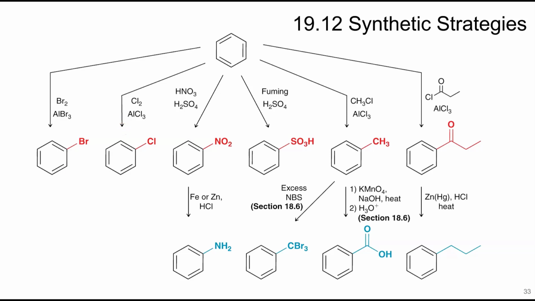We can add nitro groups, which can then get reduced to form aniline. We have a sulfonate group that we can add using fuming H2SO4. We can add alkyl groups, which can then get oxidized to carboxylic acids, or you can brominate it using excess NBS, which turns this into an electron withdrawing group here. And we can also add acyl groups, which can then get reduced to the alkyl group. If you have to worry about a rearrangement, we can add that acyl group and then reduce it.